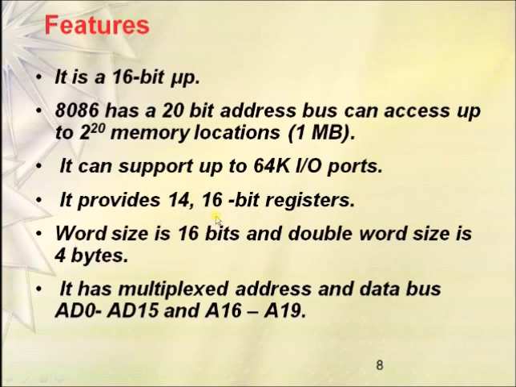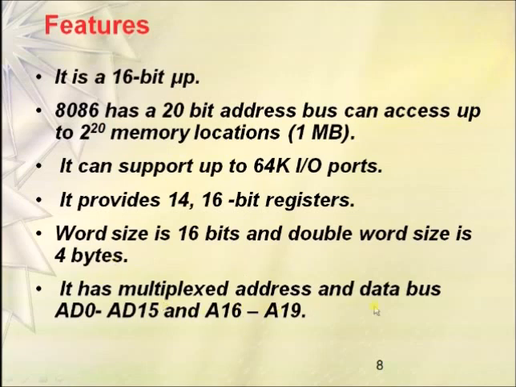And it provides 14 16-bit registers. As we have seen in the block diagram, there are registers inside the processor. So here it provides a total of 14 registers, and the length of each register is 16 bits. Now the word size in this particular processor is 16 bits, and a double word is 4 bytes, which is 32 bits.